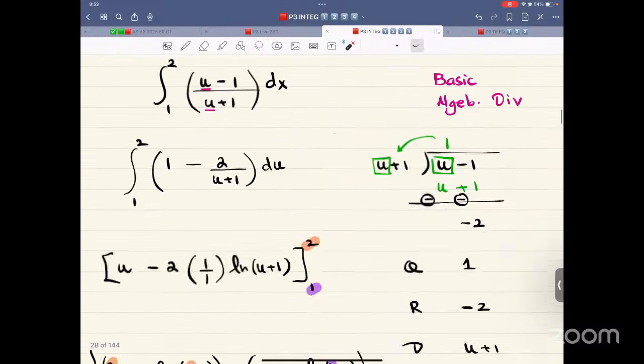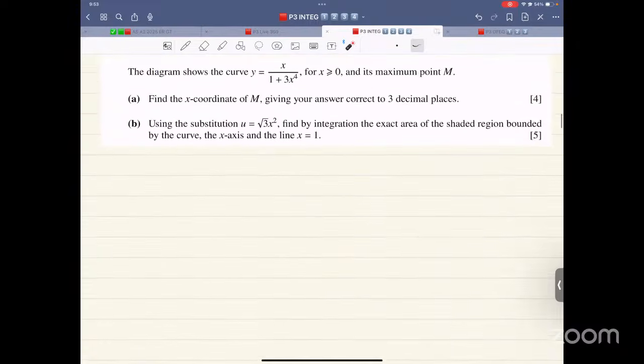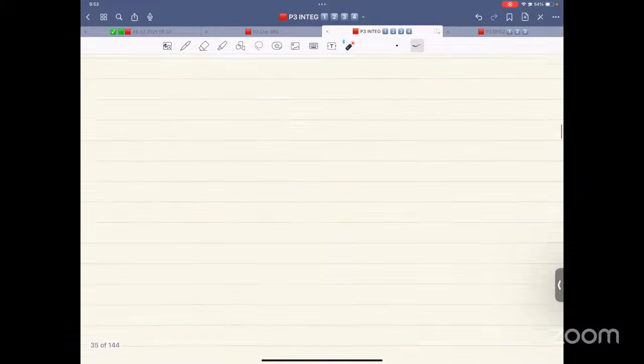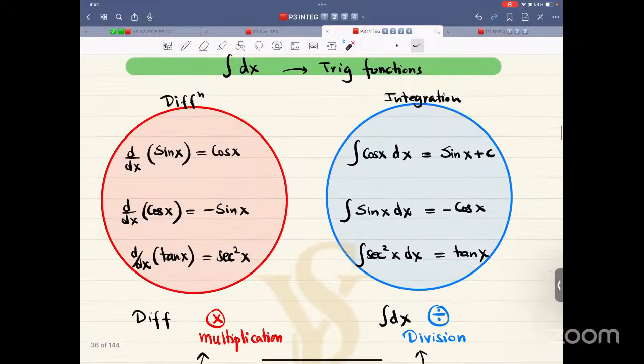Let's move ahead. Now, let's talk about trig functions. A comparison of differentiation and integration. Derivative of sine is cos. Derivative of cos is negative sine. Derivative of tangent is sec squared.